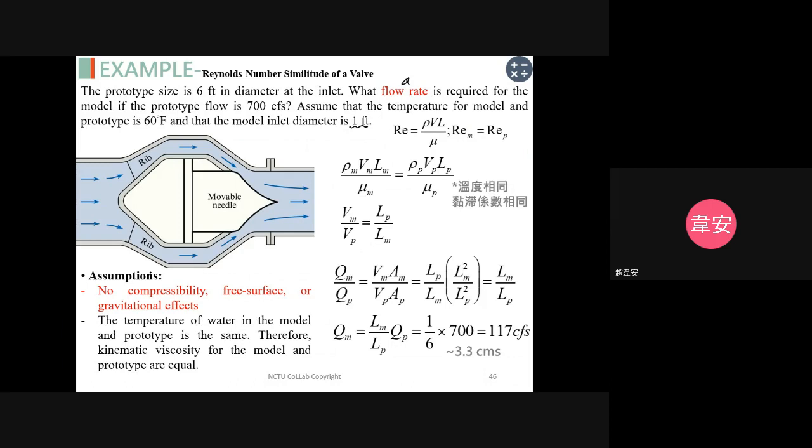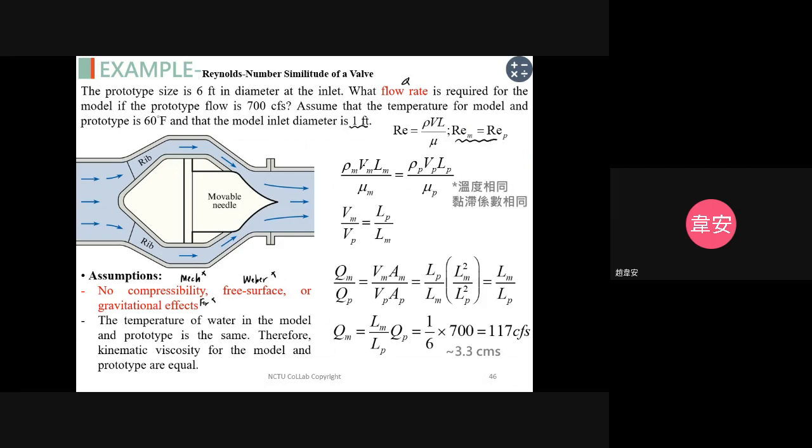For these problems, usually we have some assumptions, such as no compressibility, so we don't need to consider the Mach number. The second is the free surface effect, so we don't need the Weber number. And finally, this is a closed conduit system, so there are no gravity effects, so we don't need to consider the Froude number. So back to the balance equation shown here, we only need to focus on the Reynolds number effects.